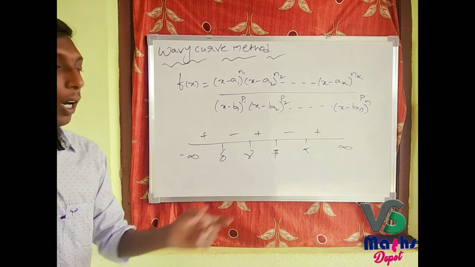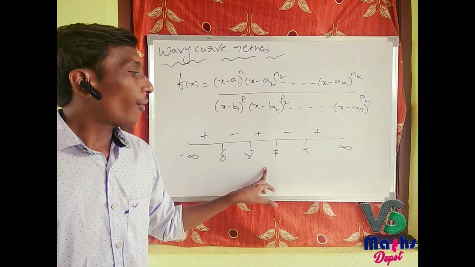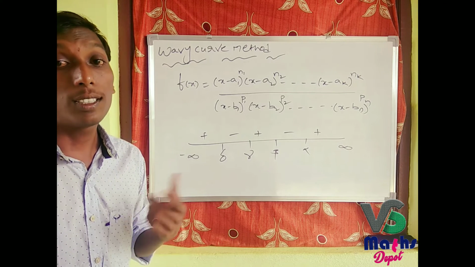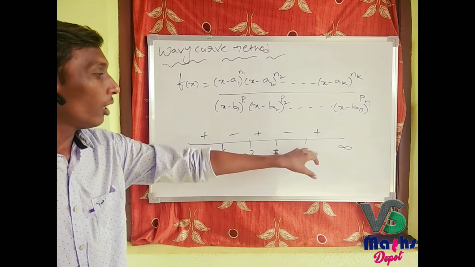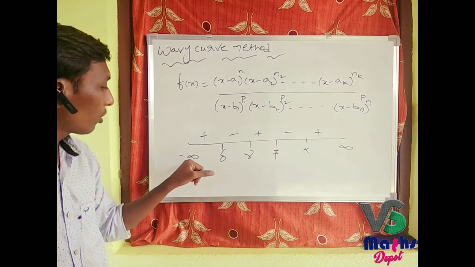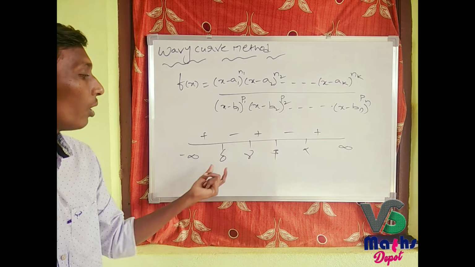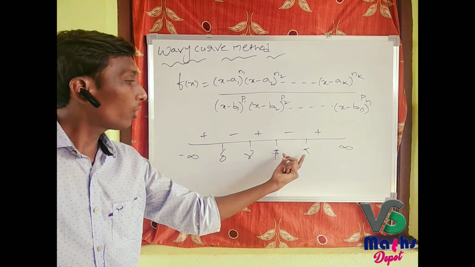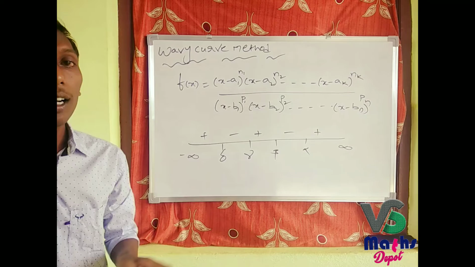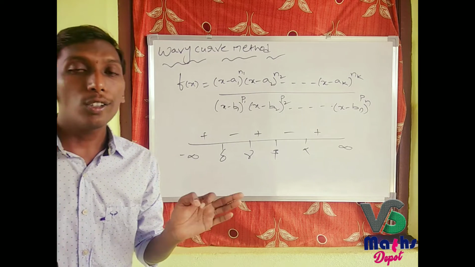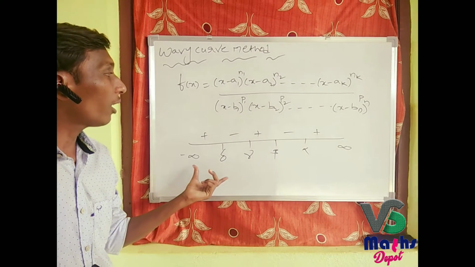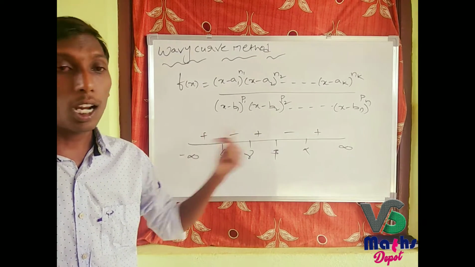From this we can find for all values of x where f of x is greater than 0, where f of x is less than 0, and where f of x is not defined. From alpha to infinity positive, and gamma to beta also positive, minus infinity to delta also positive, and delta to gamma negative, beta to alpha also negative. After getting the answer, we have to eliminate the values of x where f of x is not defined.